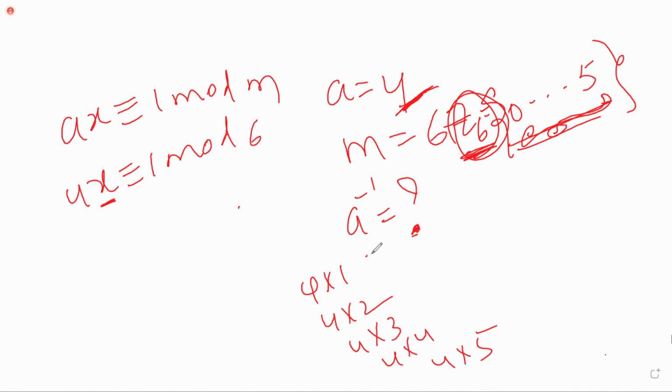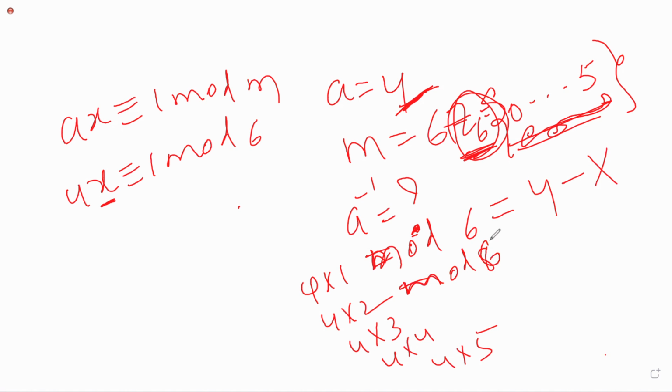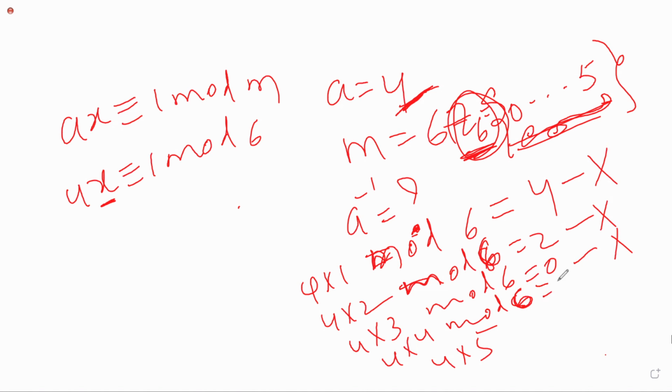So 4 into 1 is 4. 4 mod 6 is 4, which is not 1. 4 into 2 is 8, and 8 mod 6 is 2. 4 into 3 is 12, and 12 mod 6 is 0, so it is not equal to 1. 4 into 4 is 16, and 16 mod 6 is 4.